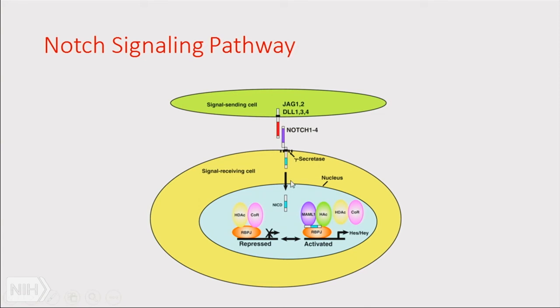Once the Notch intracellular domain gets into the nucleus, it can bind to the complex formed by the mastermind-like protein, abbreviated as MAML1 here, as well as its partner, RBPJ. And I would like to think that the Notch intracellular domain serves as a key, which inserts into the lock formed by MAML1 and RBPJ, and then activates downstream gene transcription, such as Hes and Hey gene expression.